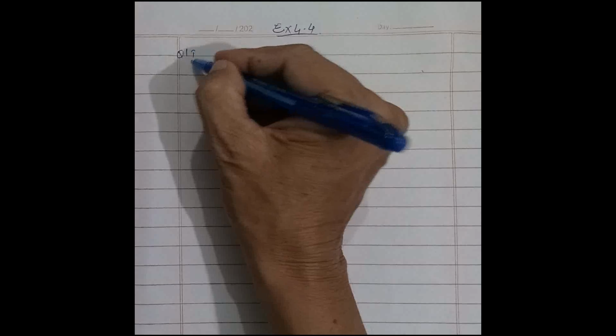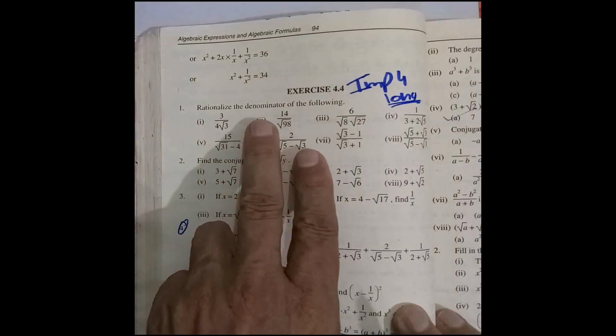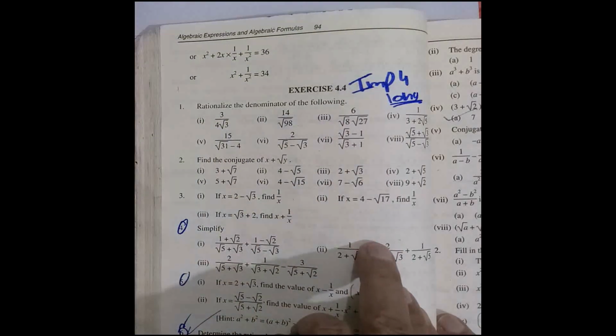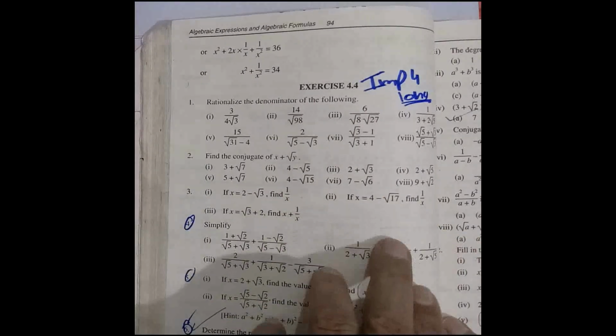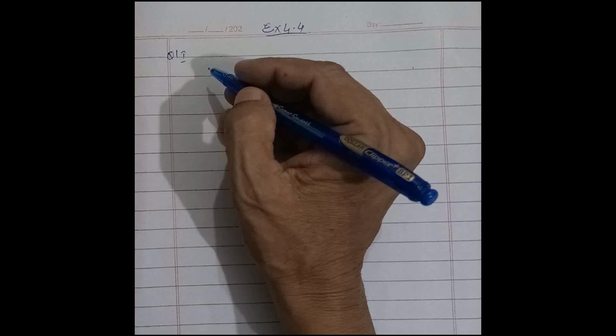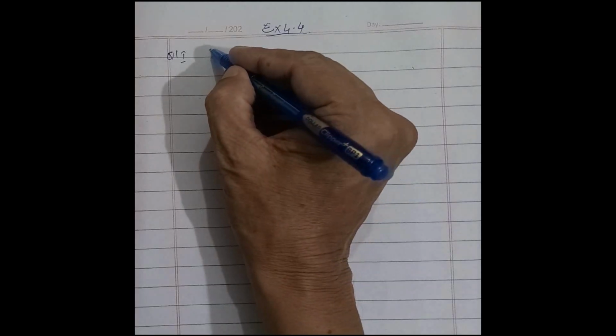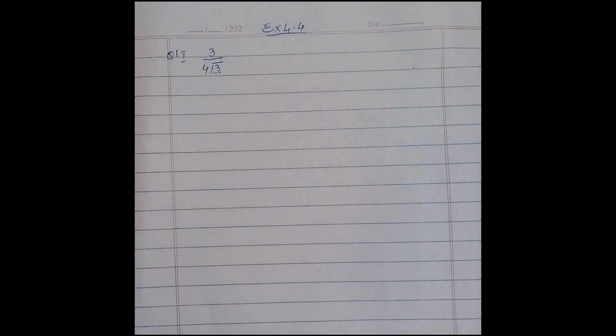Question number 1. The question 1 is: we rationalize the denominator of the following values. Now start question 1 part 1, which is 3 over 4 square root 3.